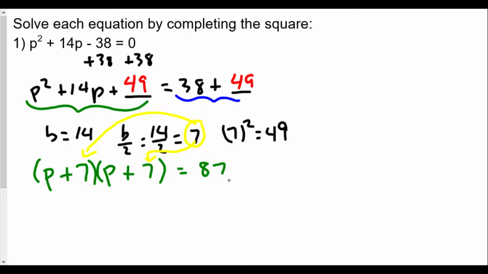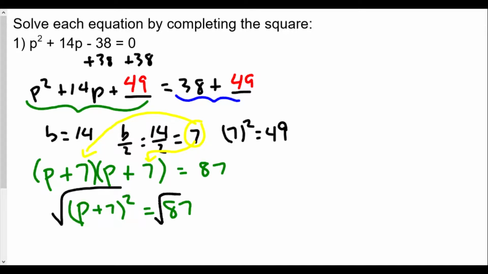So in this case, we now have p plus 7 squared equals 87. That's what we meant by rewriting this as the same binomial squared. That's a perfect square trinomial, being able to write it as a binomial squared. Our next step is to take the square root of both sides, and the square root of p plus 7 squared is p plus 7. And we're going to get equals the square root of 87.